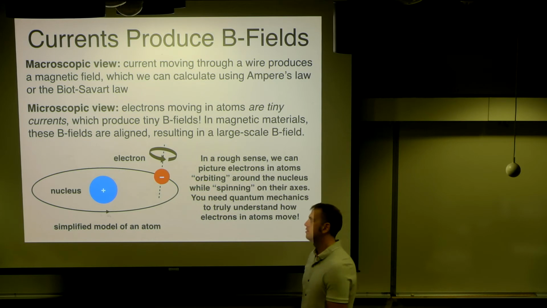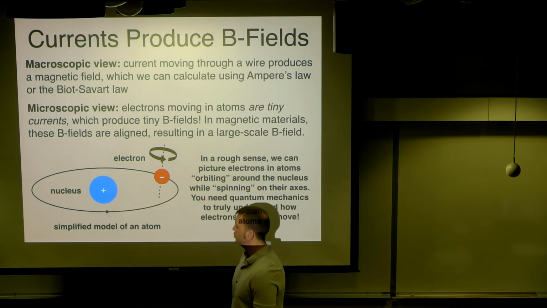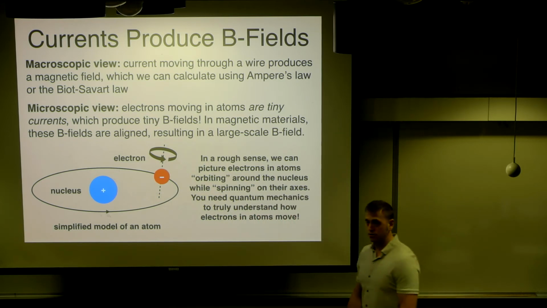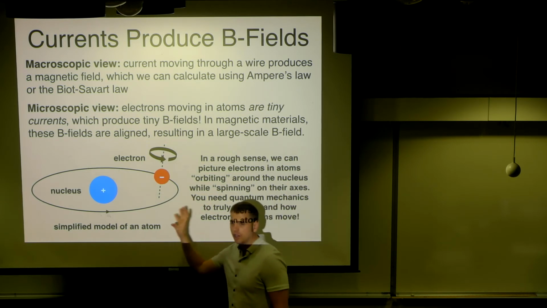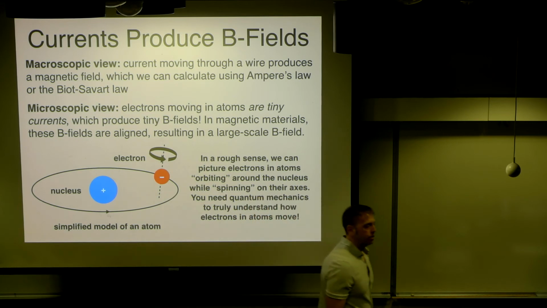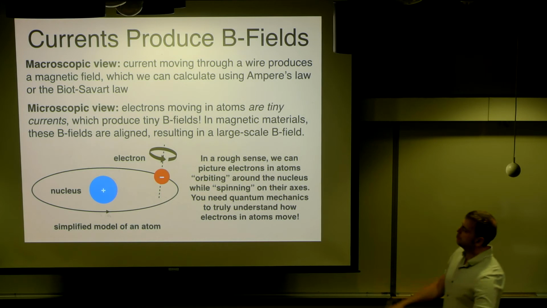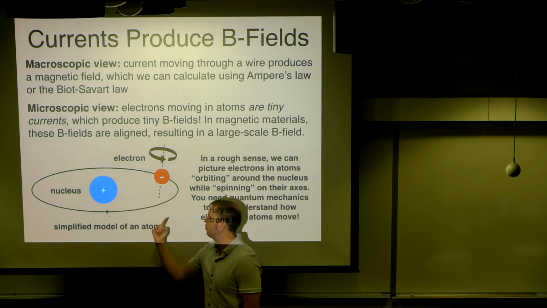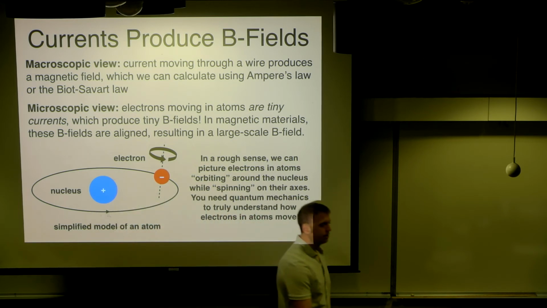In a rough sense, we can imagine the electron is orbiting the positively charged nucleus, kind of like a planet orbits the sun. This picture is grossly oversimplified and in a lot of ways wrong, to be honest, right? You need quantum mechanics to really understand how electrons move within the atom. But this is just a useful mental picture for now. Just imagine a negatively charged particle moving around in a circle like this. It kind of looks like a little loop of current, if you think about it.